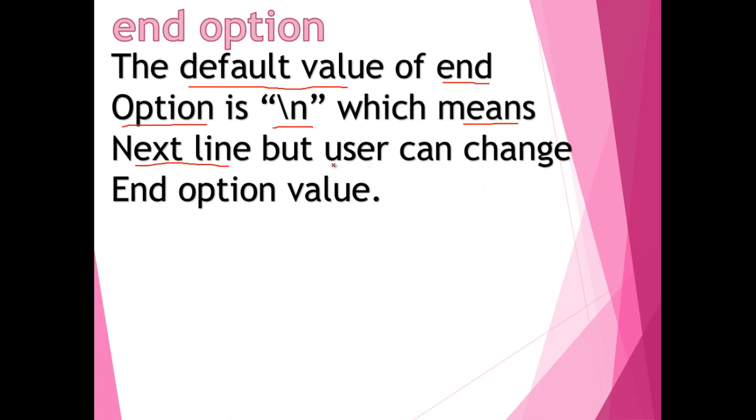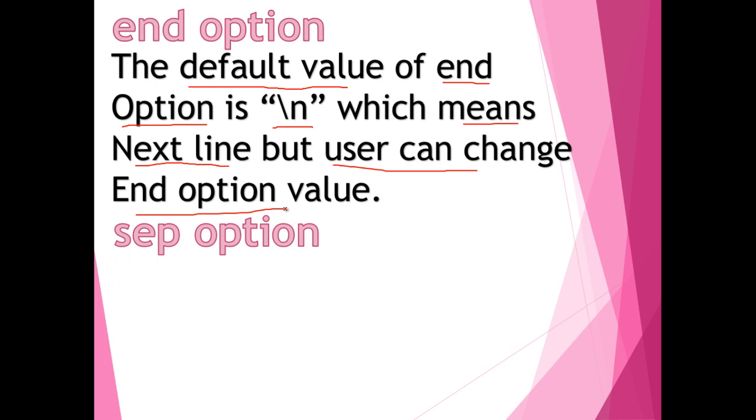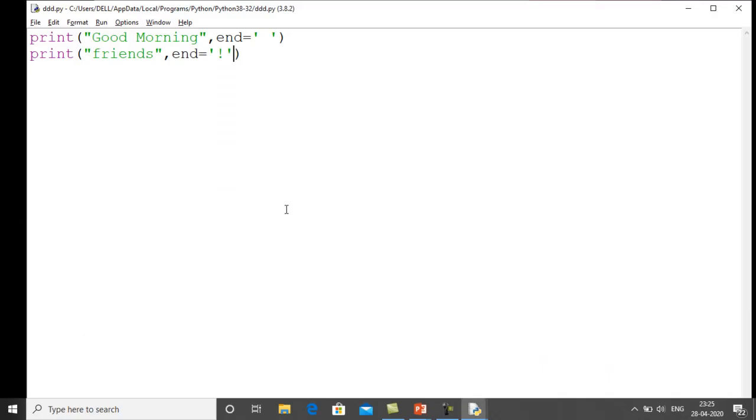Now let's move to the next thing: the user can change the end option value. We have already changed the end option value in both print functions. In the first print function we changed the end value to space, and in the second print function we changed the end value to an exclamation mark. So let us see one more option, that is sep. Sep is basically a separator. Let us see what is the purpose of this separator.